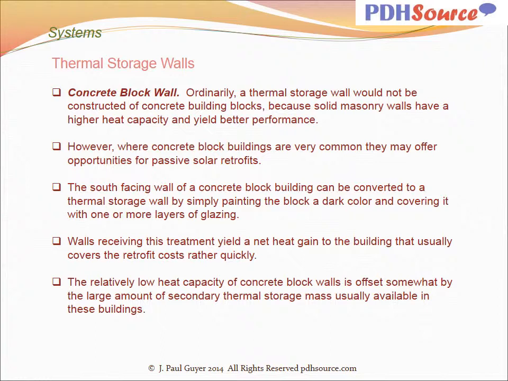The south-facing wall of a concrete block building can be converted to a thermal storage wall by simply painting the block a dark color and covering it with one or more layers of glazing. Walls receiving this treatment yield a net heat gain to the building that usually covers the retrofit costs rather quickly. The relatively low heat capacity of concrete block walls is offset somewhat by the large amount of secondary thermal storage mass usually available in these buildings.